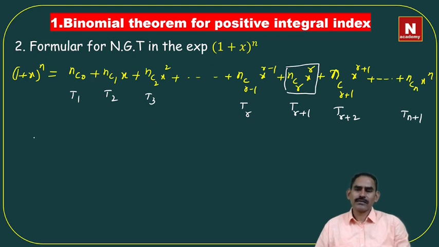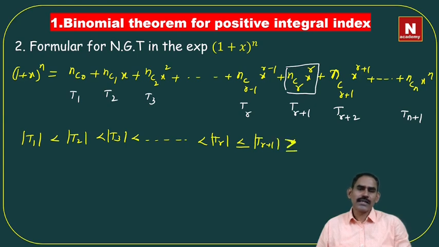Therefore, we can write this order. When you write the absolute values, they increase till the (r plus 1)th term and then decrease. That's why modulus of T1 is less than modulus of T2 is less than modulus of T3 and so on, less than modulus of T4, less than or equal to modulus of T(r plus 1). This is greater than or equal to modulus of T(r plus 2) and so on, greater than modulus of T(n plus 1). Here we have to take equality because this is the numerically greatest term.